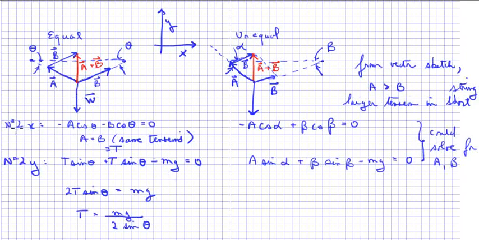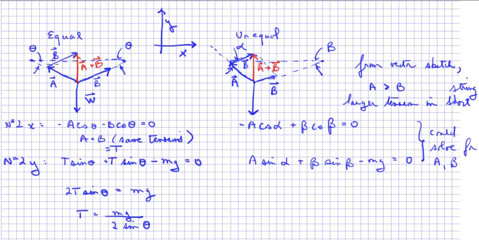And so I can write a Newton number 2 in the x direction, with this being my axis definition: minus A cosine theta plus B cosine theta is equal to 0. Both these thetas are the same because the length of the string is the same. And so from that, one concludes that A is equal to B. Since A and B represent the tension force, we'll just let both of them be equal to T.